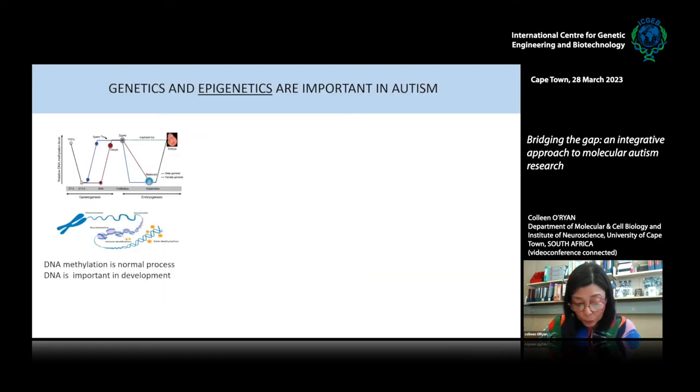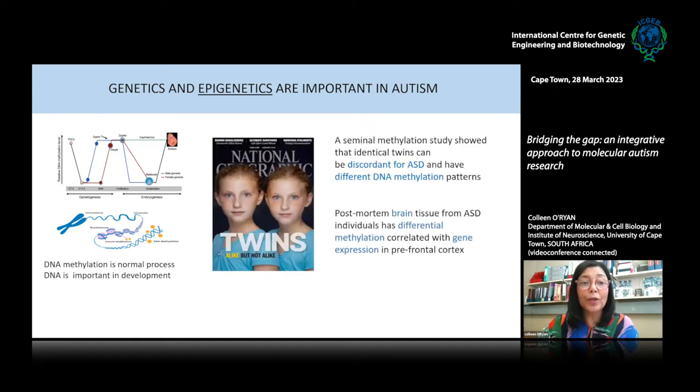And so when I started my research journey, I started by looking at the epigenetics of autism. It's quite clear that autism is a highly heritable phenotype, that genetics are important and so are epigenetics. And as this audience knows, epigenetics is a normal, important process, particularly important in development. But methylation or epigenetics was first highlighted as a really important player in autism when a seminal study showed that identical twins, that is the same DNA sequences, were discordant, i.e. different, for the autism phenotype.